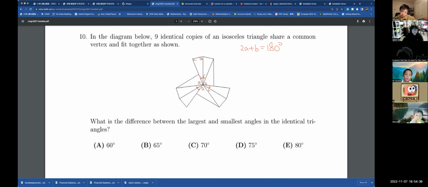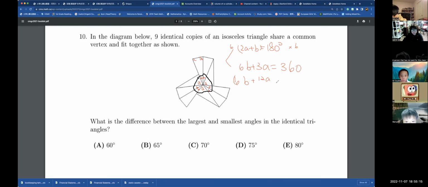So added together, what do we get? We're left with 6B and 3A added together equals 360. Do you understand this one? Yes. Okay, so now I'm going to put these equations together. We have learned it before, I think. So we can move these together. I'm going to times 6 for both of them. So 12A and 6B added together equals 1080.